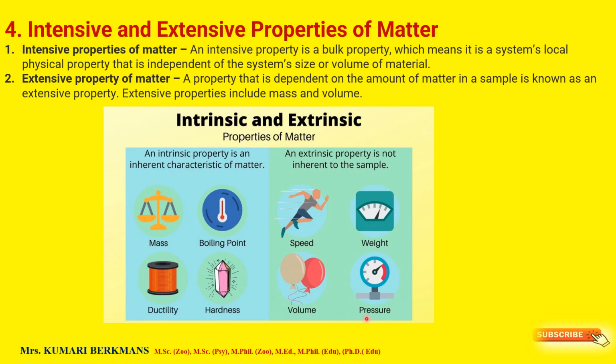In this picture, it is clearly given the intrinsic and extrinsic properties of matter. See, the first four given here are the intrinsic properties. What are those? Mass, boiling point, ductility and hardness. And these four are coming under extrinsic properties. What are those? Speed, weight, volume and pressure are called extrinsic properties.